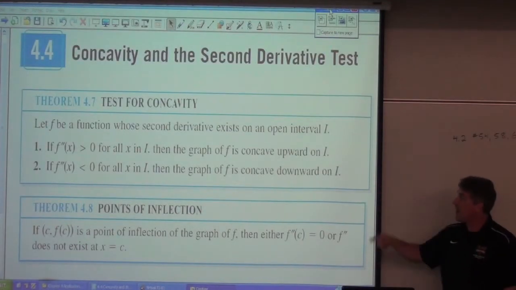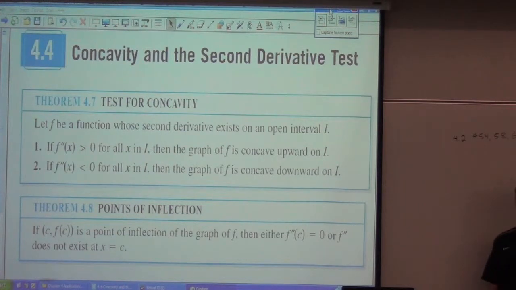Alright, so guys, we got to do concavity and the second derivative test. It's just like the first derivative. If the first derivative is positive, the function is going up. If it's negative, it's going down. If the second derivative is positive, the graph's concave up. If it's negative, it's concave down.